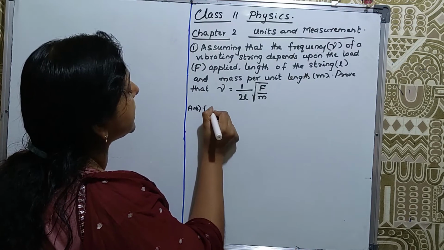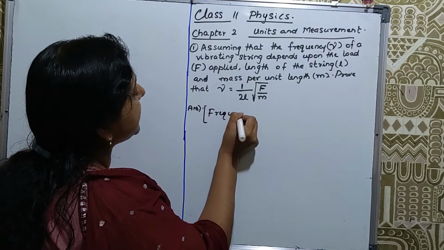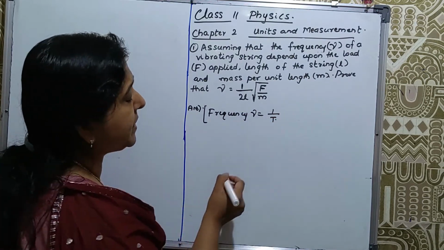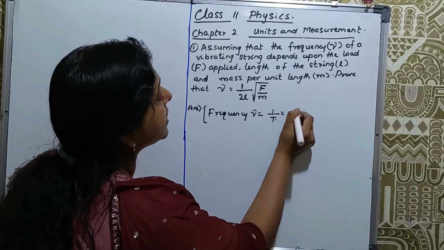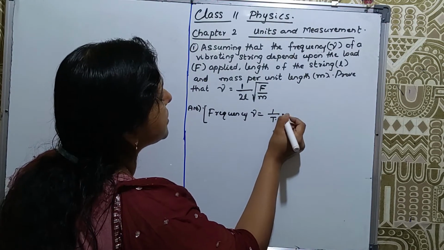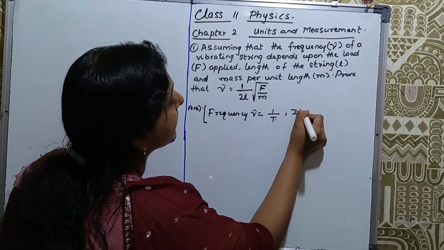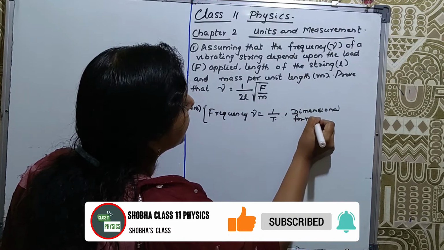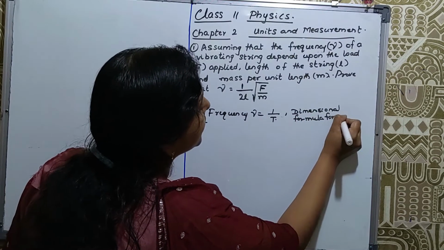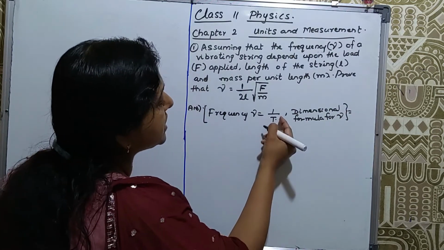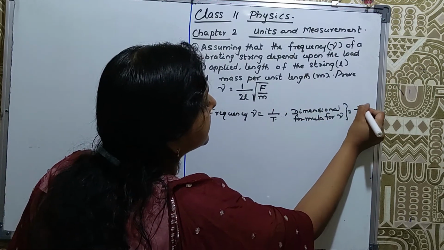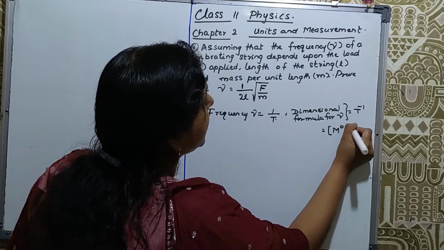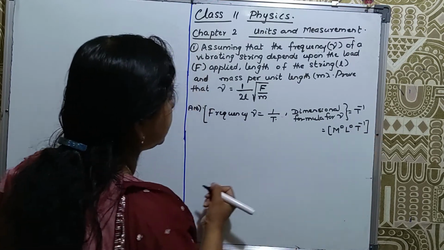Dimensional formula for frequency. Frequency nu, I'm just giving an introduction about this sum. Frequency nu is 1 by t, 1 by time period actually. So dimensional formula for frequency nu will be t raised to 1 in the denominator; when you take it to the numerator, t raised to minus 1. But we will write it in terms of M raised to 0, L raised to 0, T raised to minus 1.